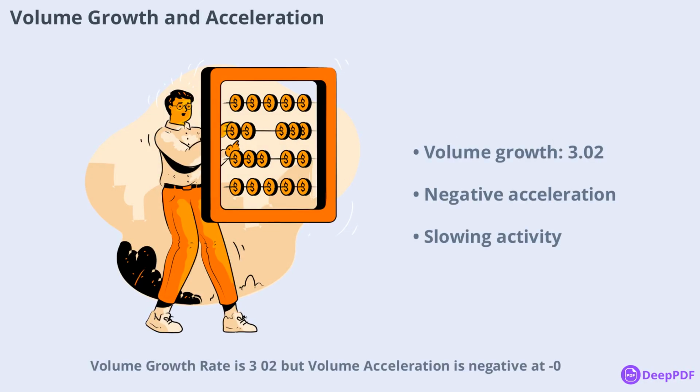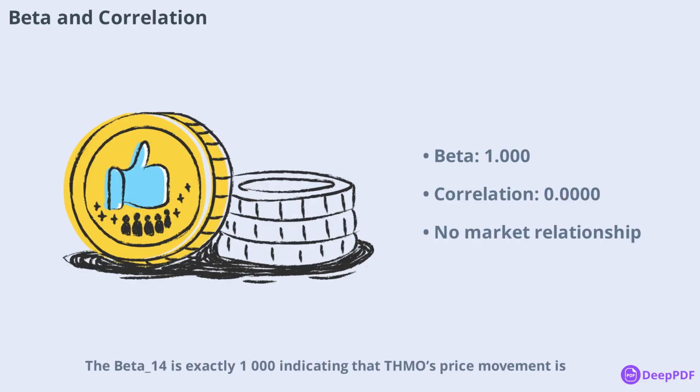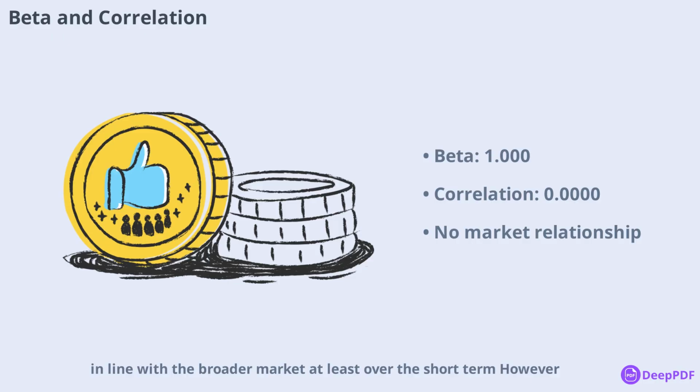Volume growth rate is 3.02, but volume acceleration is negative. This means that while there may have been a brief spike in volume, the overall trend is downward and trading activity is slowing. The beta 14 is exactly 1, indicating that THMO's price movement is in line with the broader market, at least over the short term.